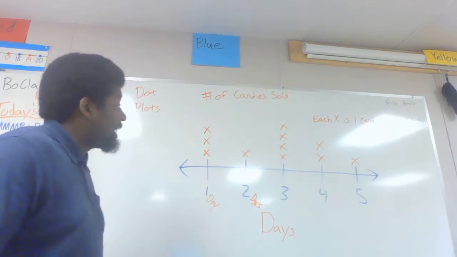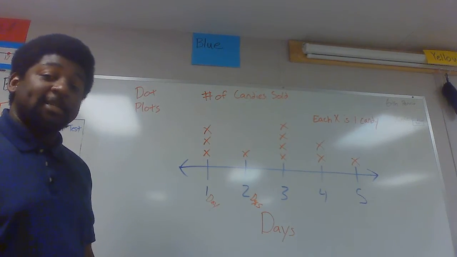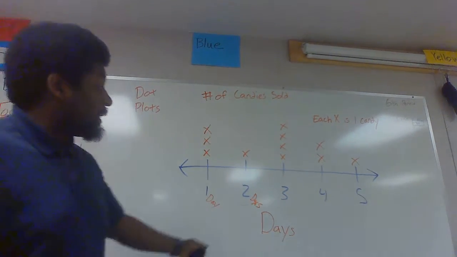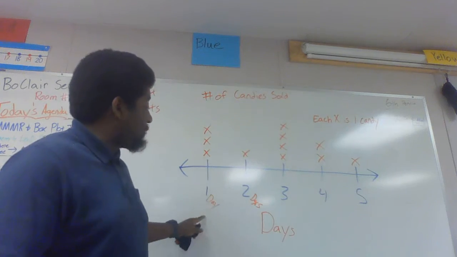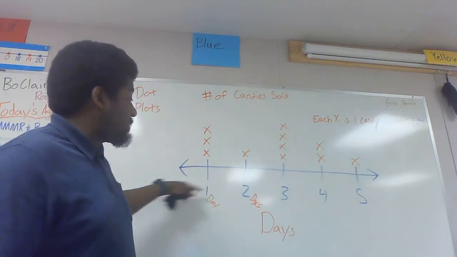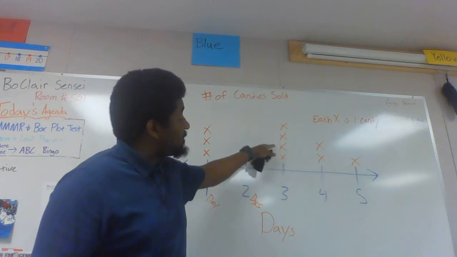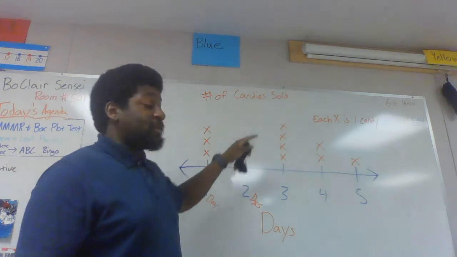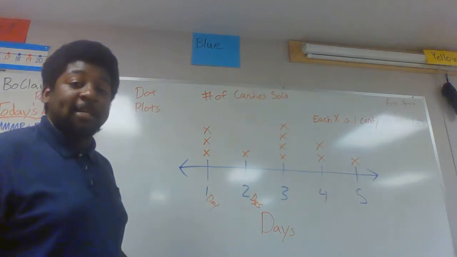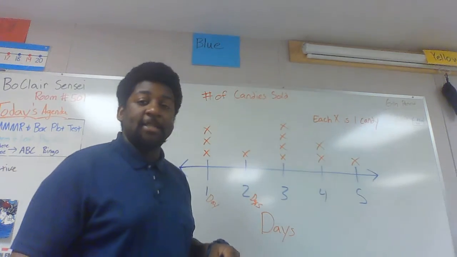If the question said, how many candies did I sell in the first 3 days? That's a different question. Not on day 3, in the first 3 days means I would need to count all of these X's because all of these are the first 3 days I sold candy. 1, 2, 3, 4, 5, 6, 7, 8. So in the first 3 days, I sold 8 candies. And on day 3, I sold 4 candies.